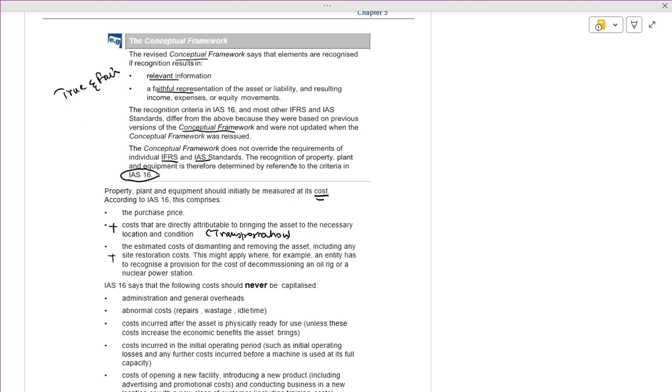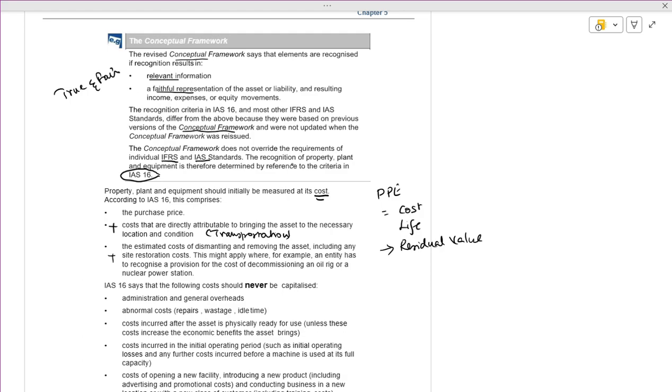When we are saying what is property, plant and equipment, what are the features? They should have a cost, they should have a life, and they should have a residual value. Is it right? Sometimes it will have one, sometimes it will not.